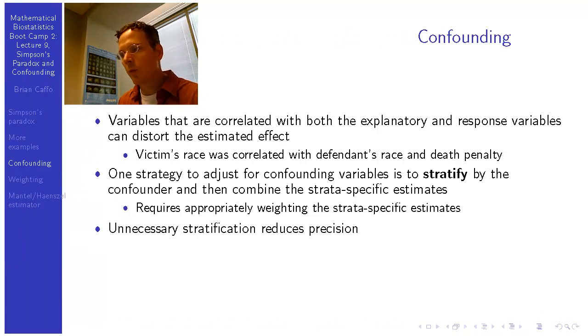I've been using the word confounder a lot in confounding, so let me define it. Variables that are correlated both with the explanatory and response variables are confounders, and they can distort an estimated effect. So in this case, victim's race was correlated with both the defendant's race and whether or not the death penalty was executed.